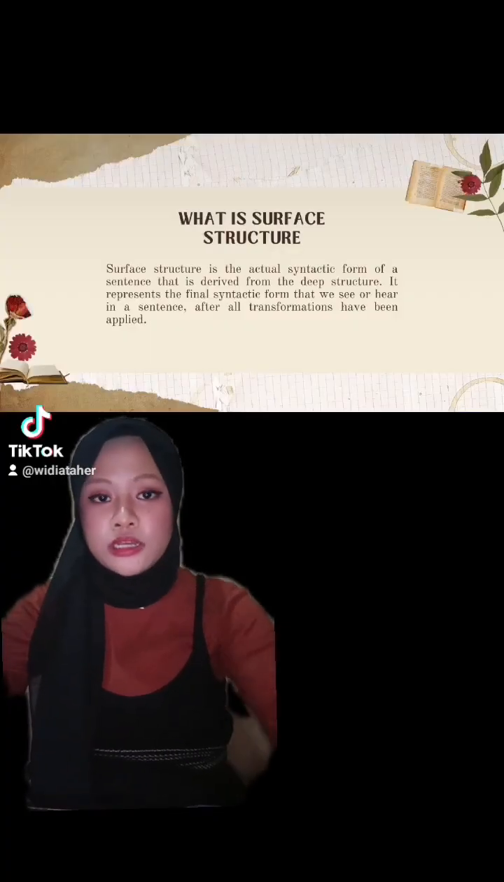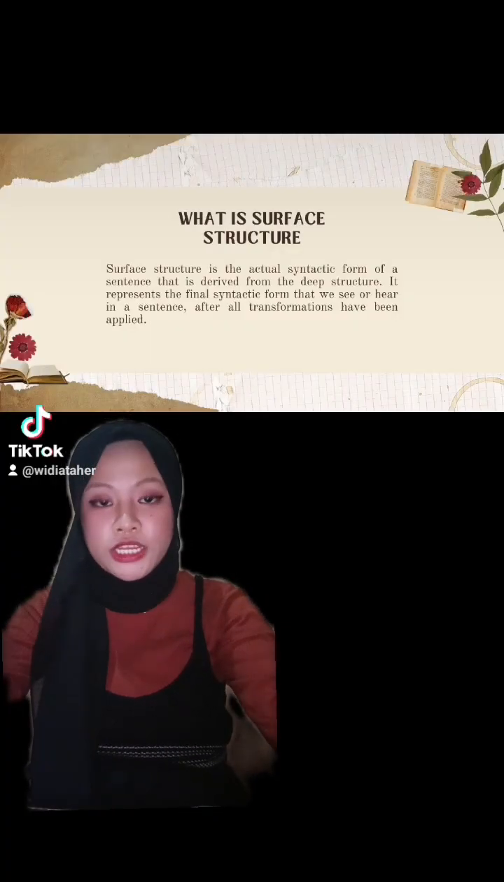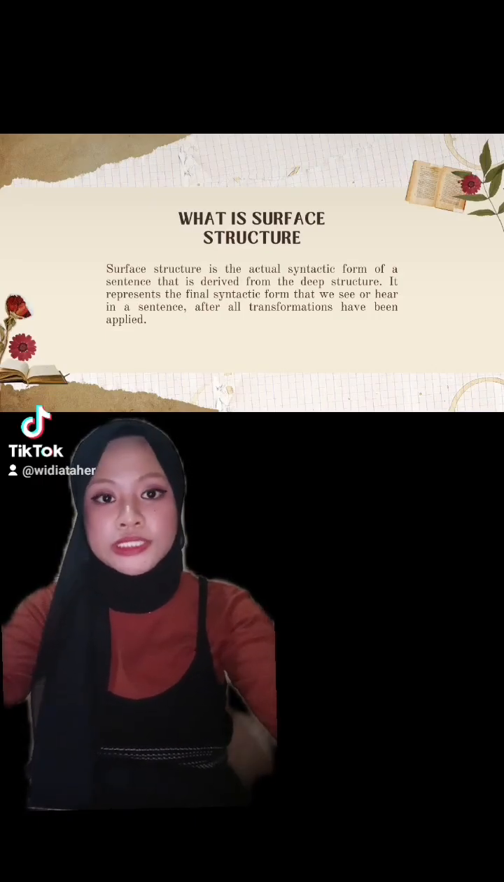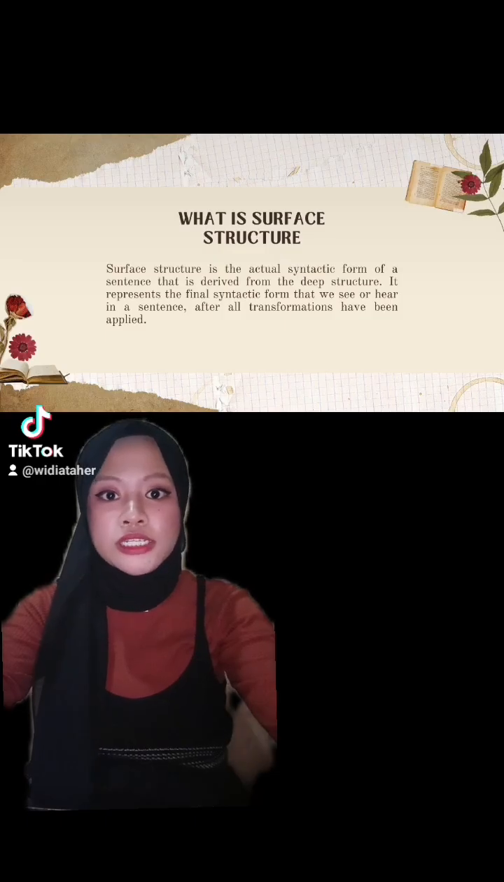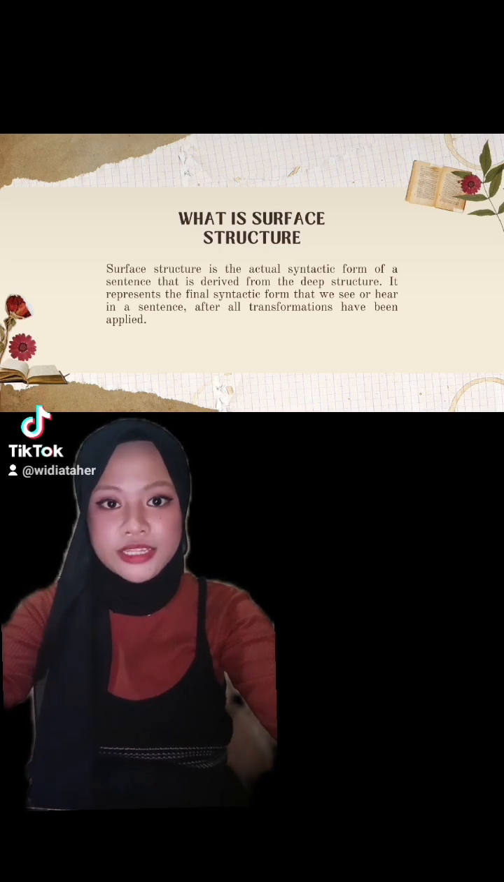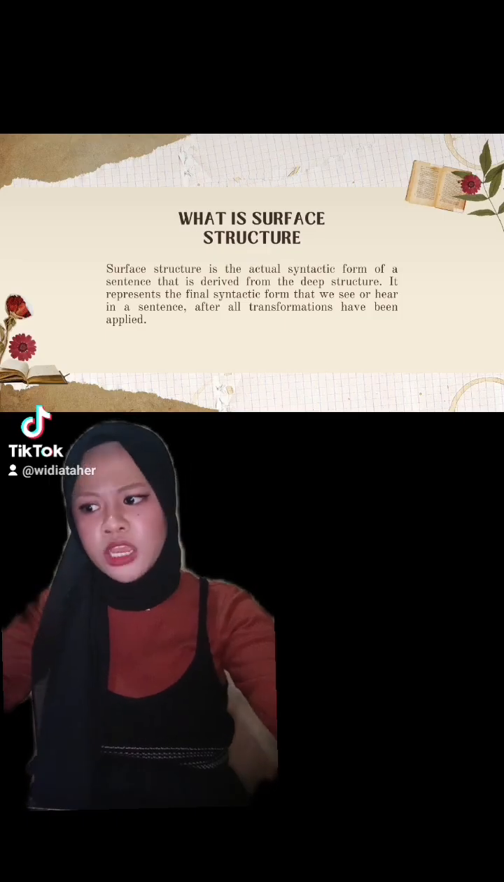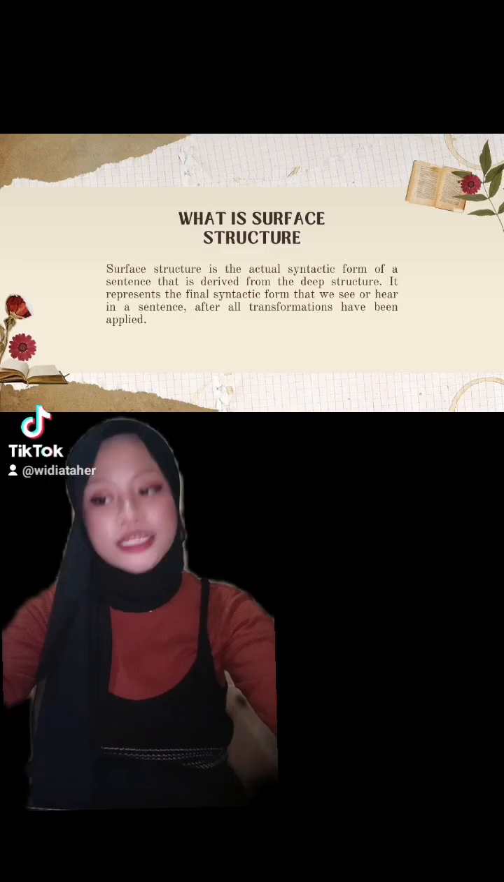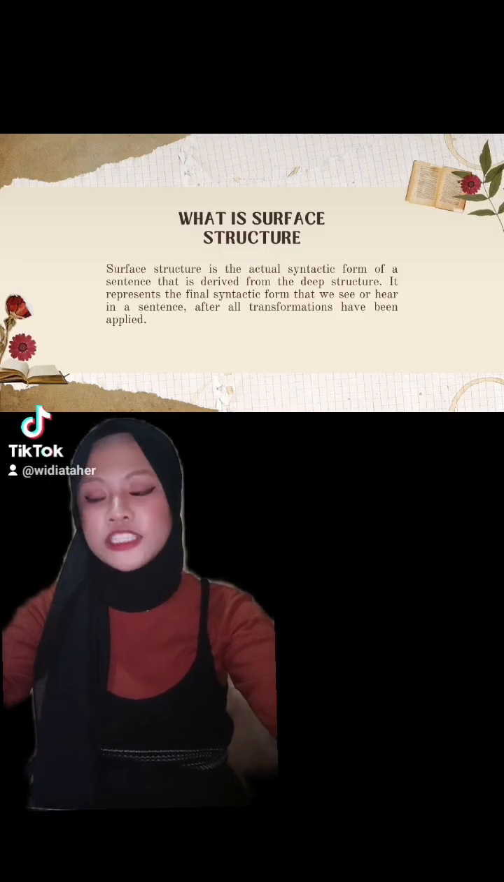Part 1, the first thing is we study what surface structure is. Surface structure is the actual syntactic form of a sentence that is derived from a deep structure. It represents the final syntactic form that we see or hear in a sentence, after all transformations have been applied.